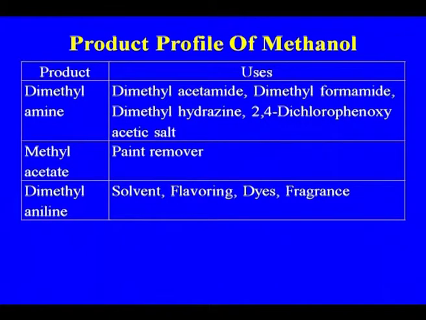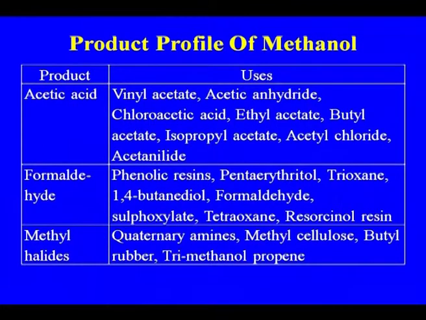Then dimethylamine, dimethyl acetamide, dimethyl formamide, dimethyl hydrazine. Actually, you see, the fertilizer plants are making some of the amines also. Methyl acetate, paint remover, dimethyl aniline, these are all the products we are getting from the methanol. Then the acetic acid, formaldehyde, and for formaldehyde, one of the major outlets has been the thermoset resins, all the phenolic resins that we are getting, the phenol formaldehyde, which we call bakelite, and pentaerythritol, which we are using in making of explosives, trioxane, 1,4-butanediol, formaldehyde, sulfoxylate, tetrahexone, and resorcinol resins.